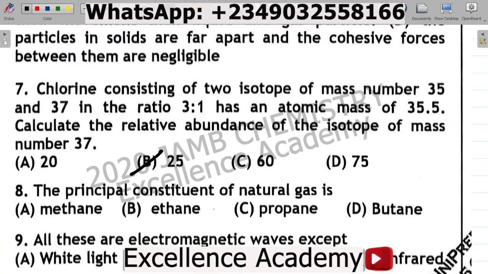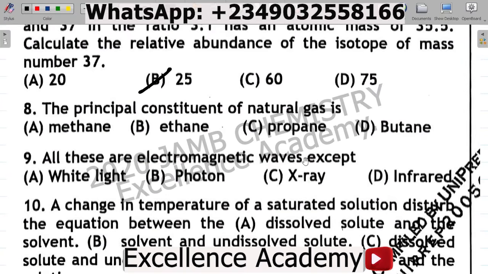So that's your answer. Next up, question number 8. Question 8 says the principal constituent of natural gas is A, methane, B, ethane, C, propane, D, butane. So which of these is the correct answer? The correct answer is A, methane. Note that the formula for methane is CH4. Methane, CH4, is the principal and commercial constituent of natural gas. So your correct answer there is A, methane.